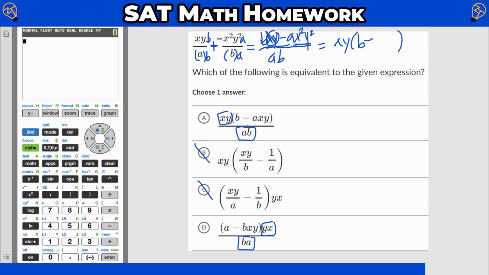And when you take out x to the first, y to the first, it cancels just one of the x's and one of the y's. I'm still left with another x and another y. And then I still have this denominator. So which of the two options match that? Well, it's option A.